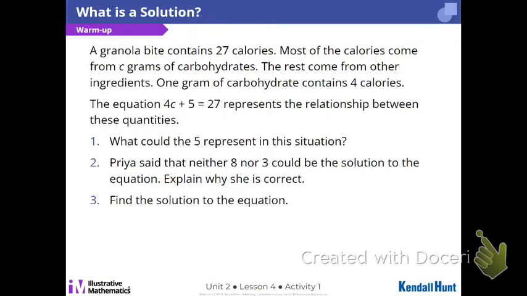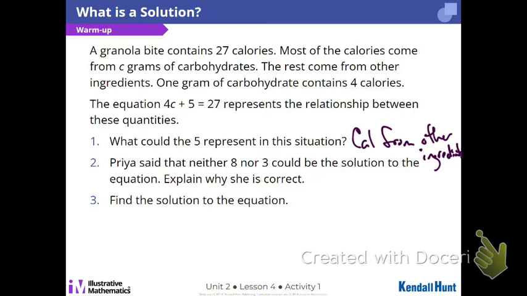Something like calories from the other ingredients, right? This is total calories. It's a nuanced difference, and you're probably on the right track, but calories from the other ingredients. Priya said neither 8 nor 3 worked. I liked group 3 on their board, what I saw for that.